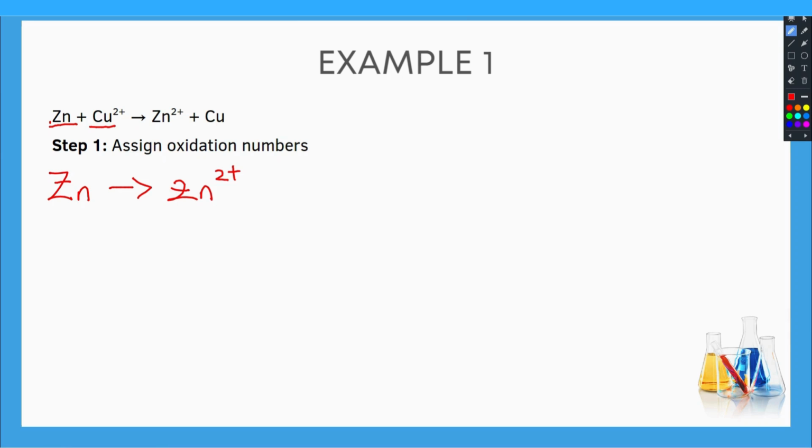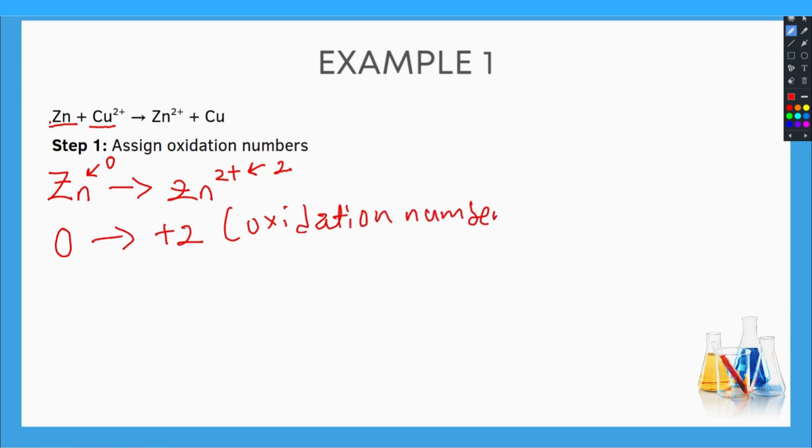Now what does this tell you? Over here you can see that the oxidation number of zinc is 0. And over here you can see that the oxidation number of zinc is +2. What does this tell you? It tells you that the oxidation number moves from 0 to +2. It means that the oxidation number increases. And when oxidation number increases, it is called oxidation. Are you seeing how everything is playing out?